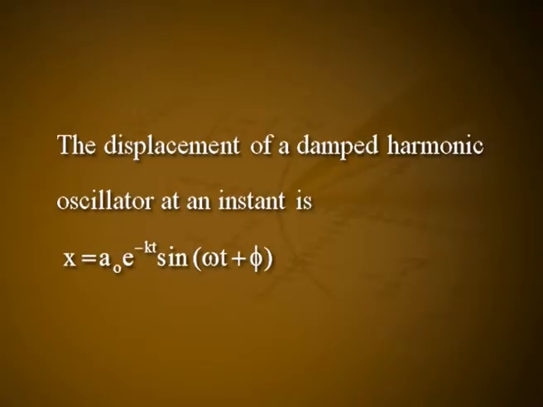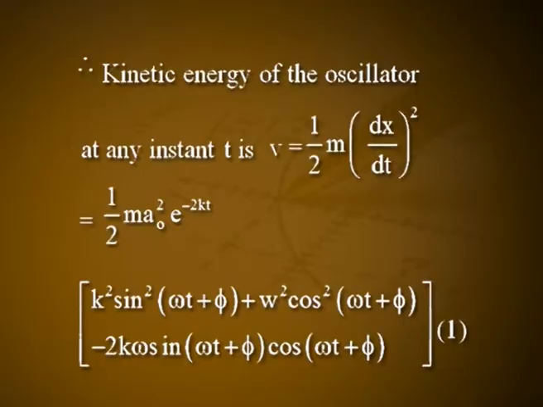The displacement of a damped harmonic oscillator at an instant t is x is equal to A naught into e raised to minus kt sin(omega t plus phi). Therefore, velocity of the particle at any instant t is v is equal to dx by dt, which is equal to A naught into e raised to minus kt into [minus k sin(omega t plus phi) plus omega into cos(omega t plus phi)].